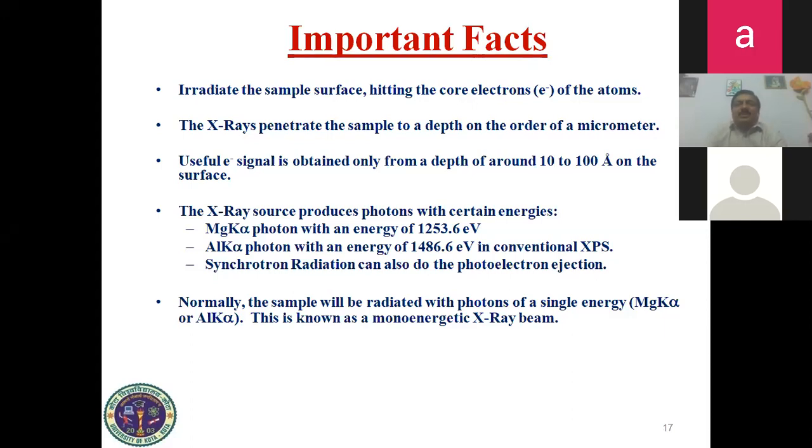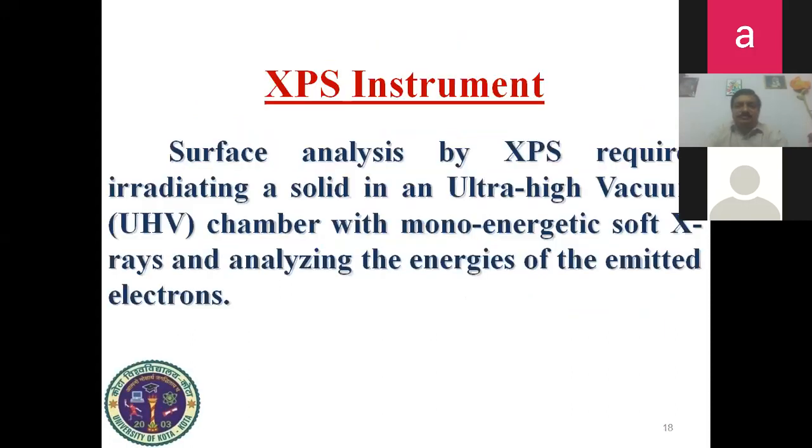So the XPS spectrum has quite good intensity of peaks with less noise. Normally, the sample will be radiated with photons of a single energy. It means a monoenergetic X-ray beam. XPS measurements are always made in a UHV chamber, where the pressure of the chamber is 10 to the power minus 9 to 10 to the power minus 10 torr, to avoid further contamination due to atmospheric gases.